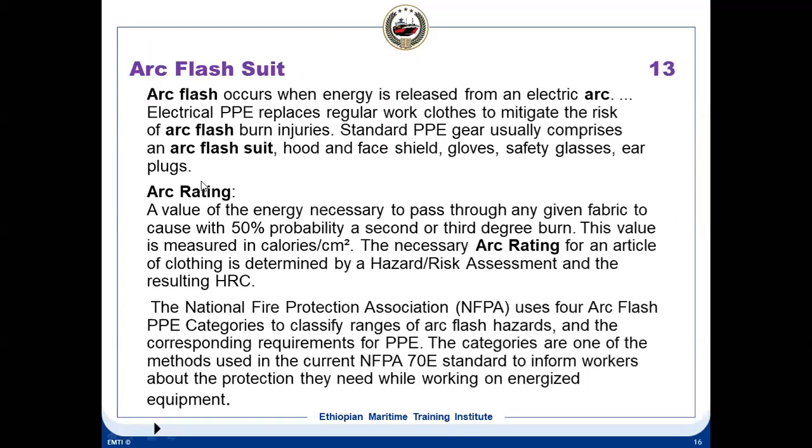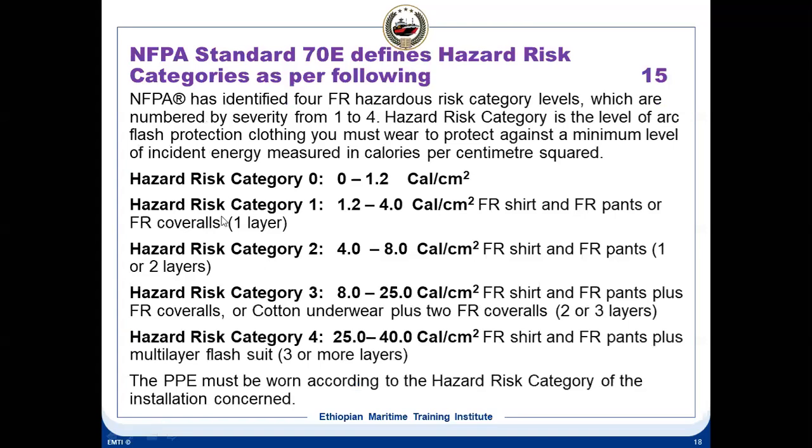So this is the arc rating of the flash suits. Arc rating means the value of the energy necessary to pass through any given fabric to cause a 50% probability of a 2nd or 3rd degree burn. This is measured in calories per centimeter square. Okay, so hope you understood these hazard risk categories. Depending upon the hazard risk category, your PPE will also change.